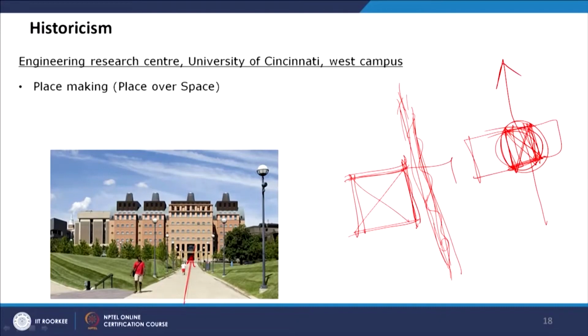So space plus human activity is place. That is the urban design concept of placemaking. That is created here because this road is going through this, and that is why this is the entrance of this campus. And in the entrance, through the building, there's a lot of activity that happens within this building.